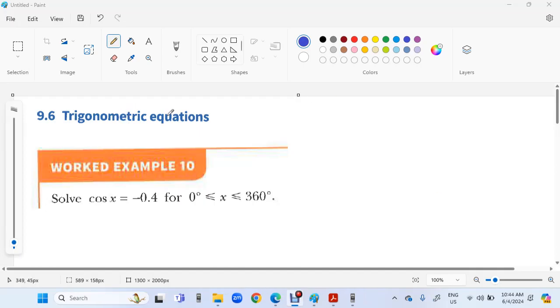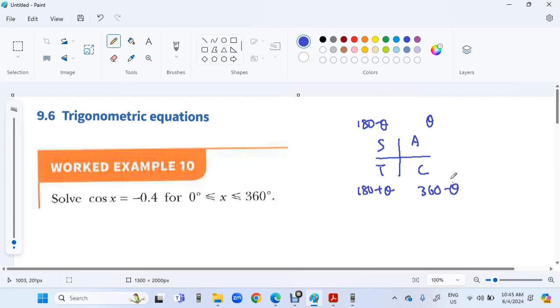9.6 trigonometric equation. We want to solve cos x equal to negative 0.4. Before we solve this kind of question, we must know the ASTC rule: All, Sine, Tan, Cos. This is theta, this is 180 minus theta, this is 180 plus theta, and this is 360 minus theta.